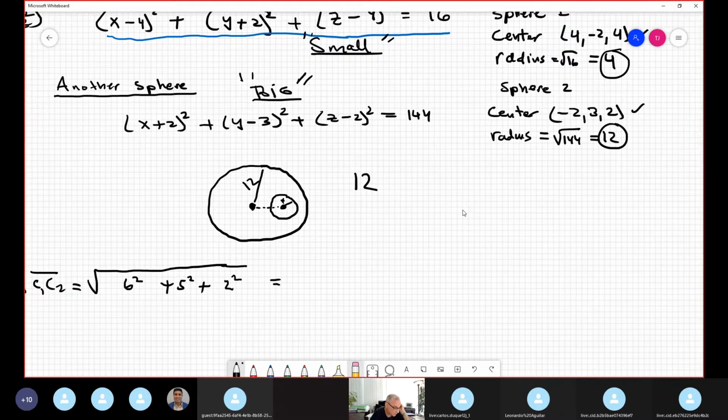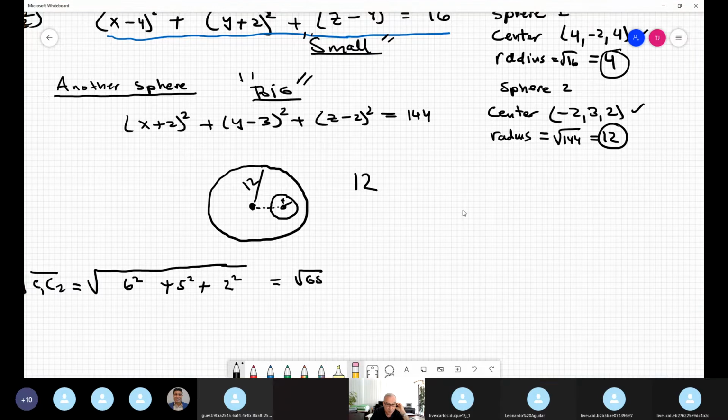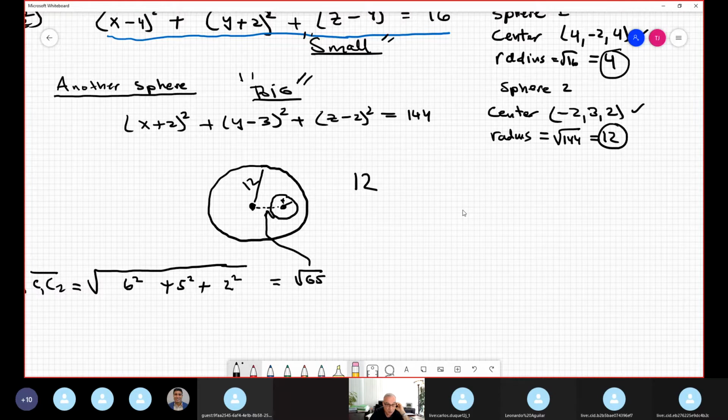This is 36, 25, and 4. This is 65. Okay, this is the irrational number. This is the distance here. Let me use another color. By contrast, it is 4 plus a radius. A radius is a radius 4. Sorry, this distance is 4.